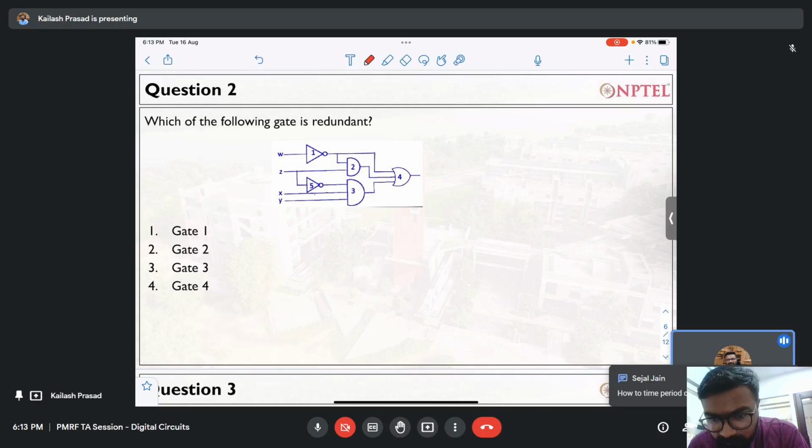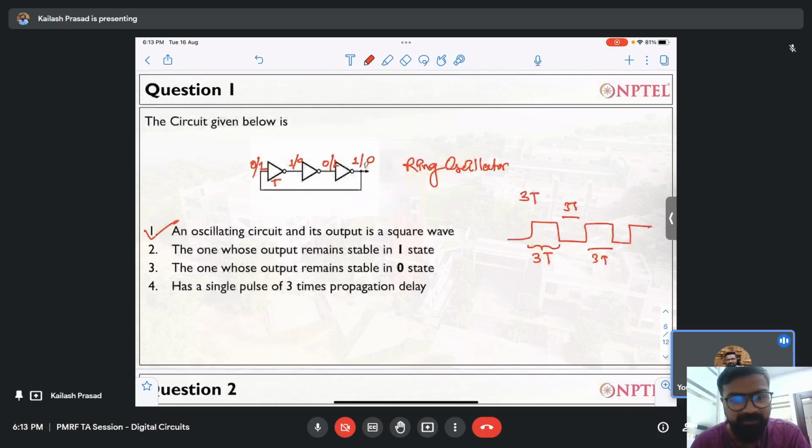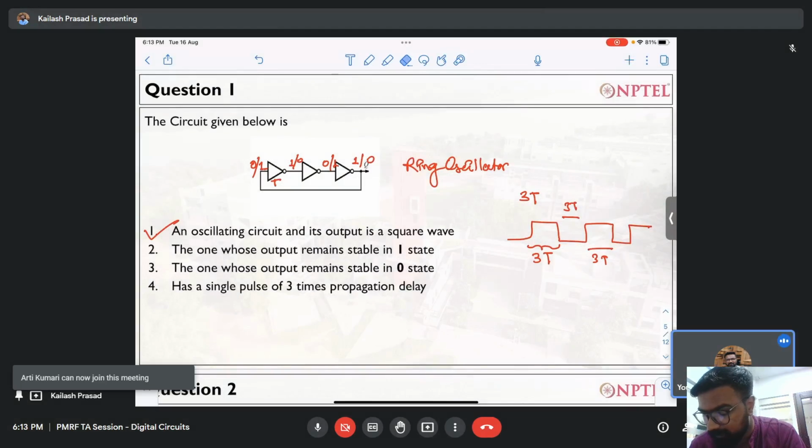Sejal Jain asks, how is the time period cycle 3t in the square wave? Let me first clear that, and I will come back again. See, the inverter delay I have taken as t, right? So how much time will the zero remain zero? It will remain zero till this one is being propagated over here.